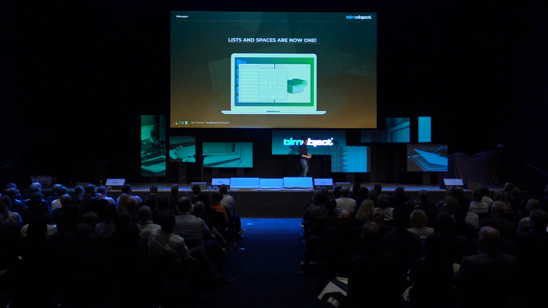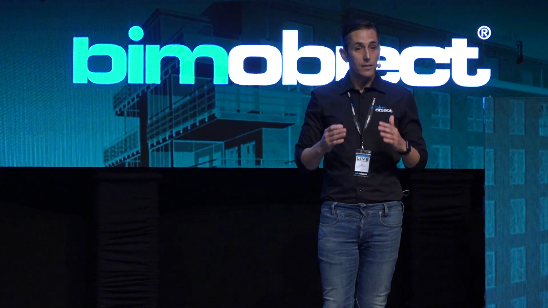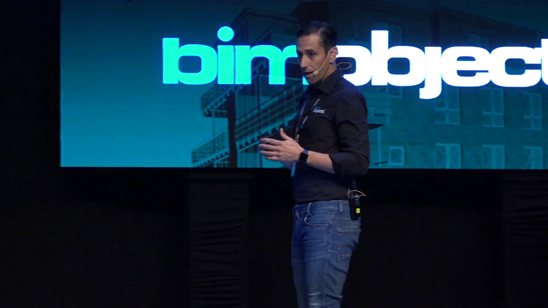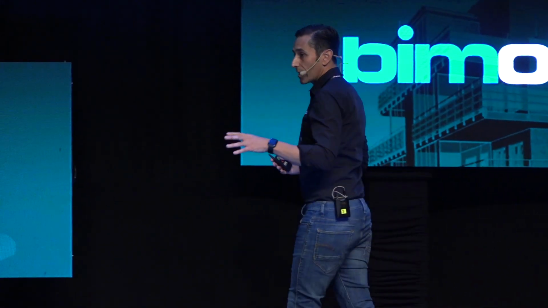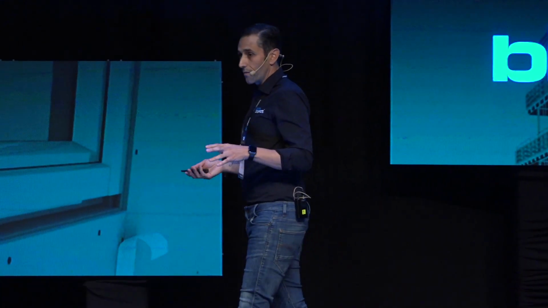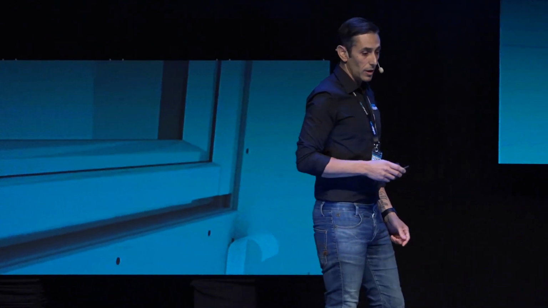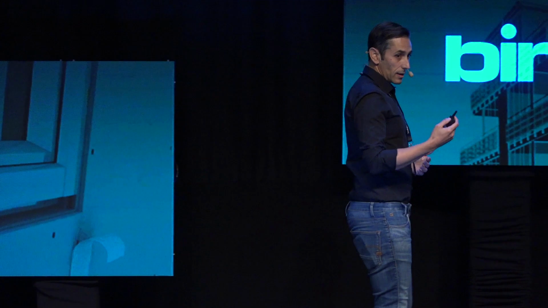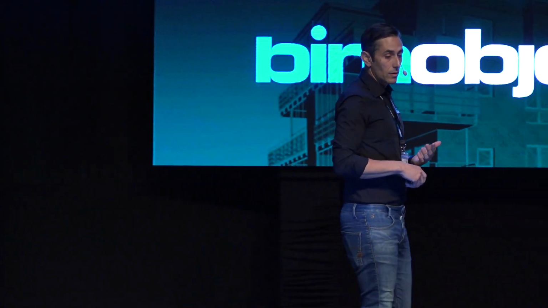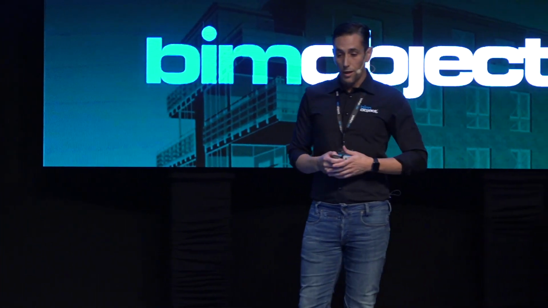We've taken away the need for a BIM system. So now lists and spaces are the same web application. So basically what that means for you and for users of the BIM Supply platform is that they can take a Revit model and simply drag and drop it onto the BIM Supply platform and start creating lists and bill of materials. And for now, BIM Supply is free of charge.